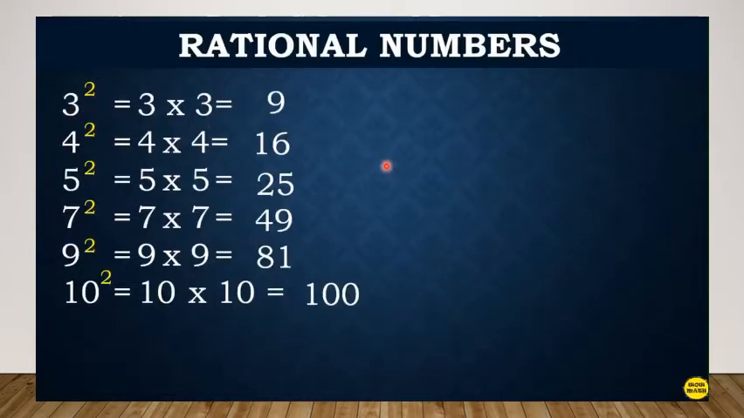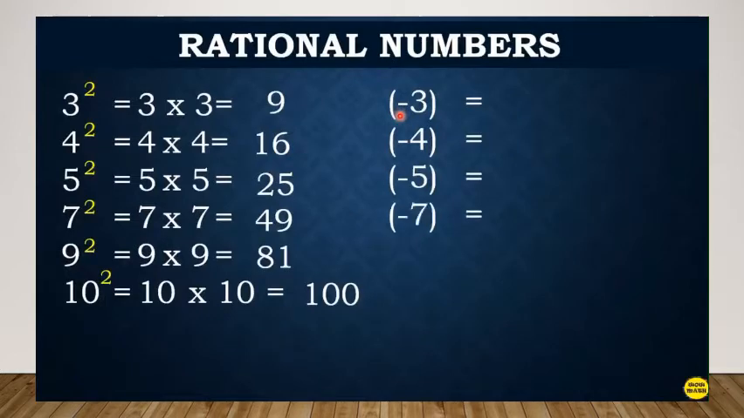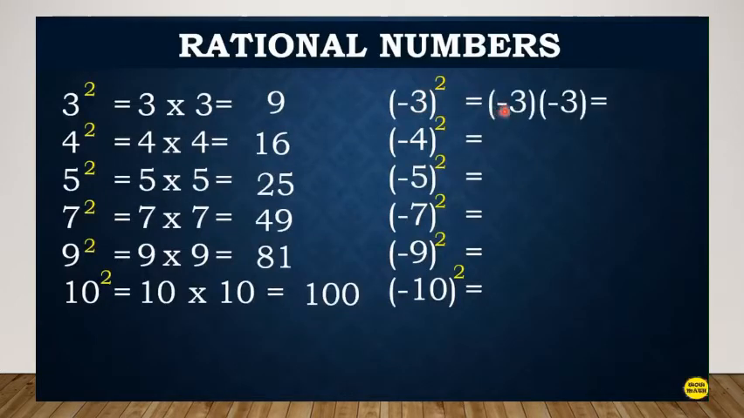Okay, next. Now, what if we will be squaring a negative number? Let's say for example, this is positive 3. I am squaring 3. Now, what if we have negative numbers like negative 3, negative 4, negative 5, negative 7, negative 9, and negative 10. If we get the square of these numbers, just like what we did here, we will take its square. Therefore, we will have negative 3 times negative 3.